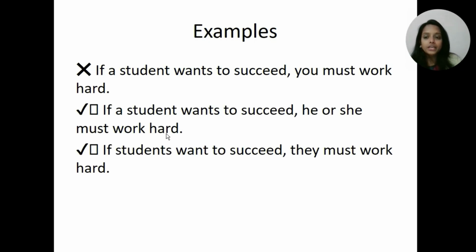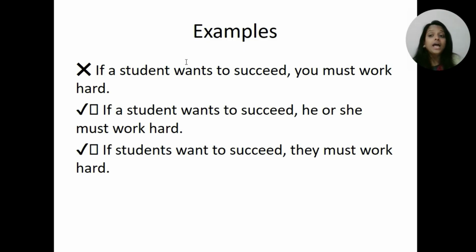So here are some of the examples. If a student wants to succeed, you must work hard. No, you should not say that, right? If a student wants to succeed, he or she must work hard. That is also correct. Or if you're writing, if students want to succeed, they must work hard. Here it's students, plural, so they must work hard.